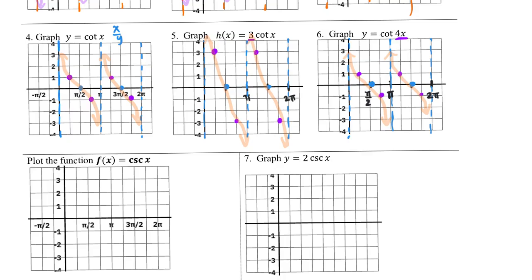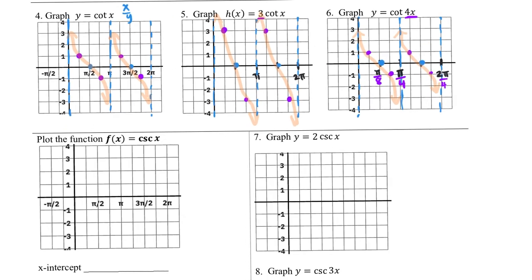Okay, but I'm dividing by 4, so it's going to change the period on these. So instead of pi over 2 now, this is going to be pi over 8. And then instead of being pi, this is going to be pi divided by 4. Instead of being 2 pi, it would be 2 pi divided by 4, which is pi over 2. Should I simplify that? Yeah, but I'm going to leave it for now. Okay, that's cotangent. That was a lot.